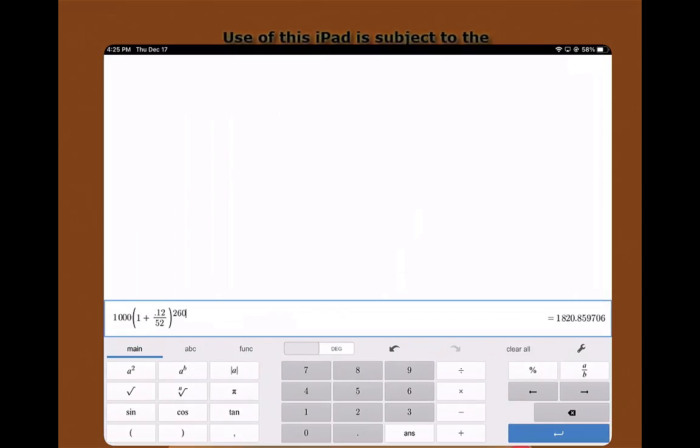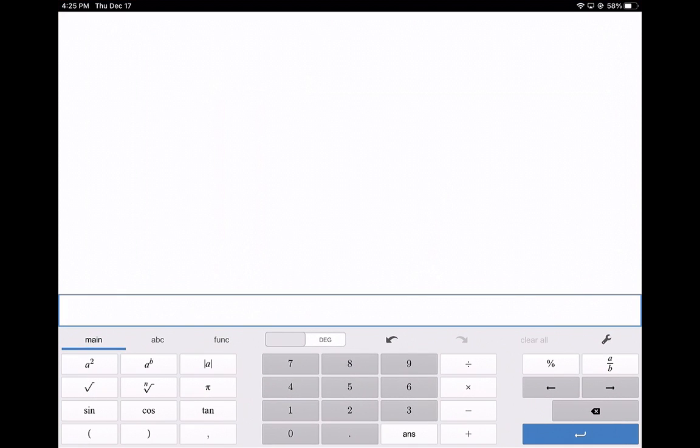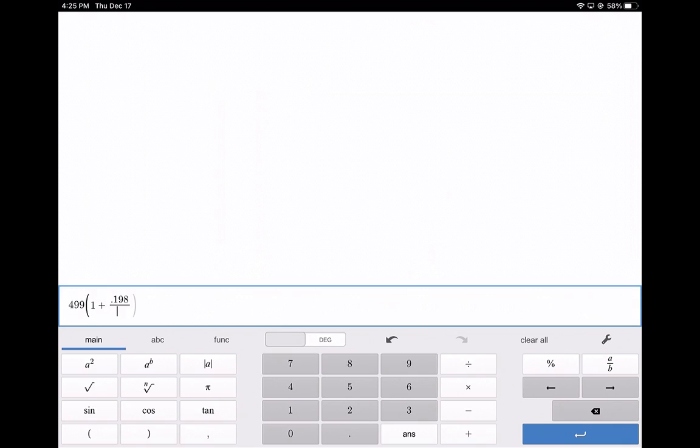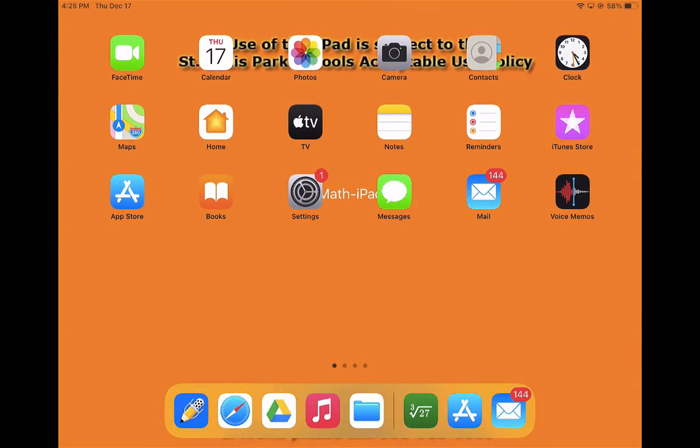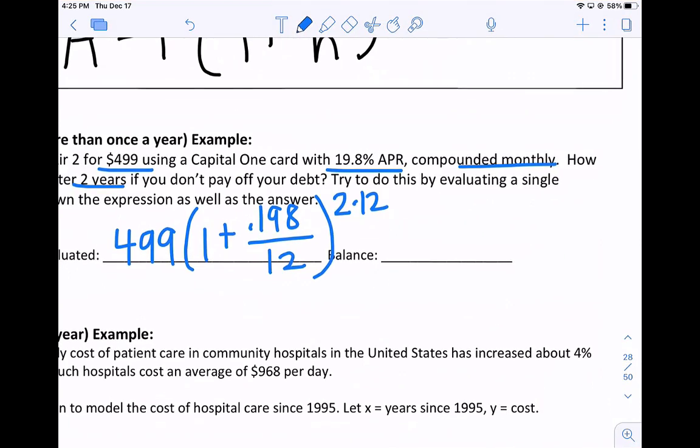Okay, so $499, 1 plus 0.198 divided by 12 times a year, and then we'll close that parenthesis, to the power of, and again, it was 2 years, 12 times each year, that's 24 months. We're doing the payment, and we can see we owe $739.06. $739.